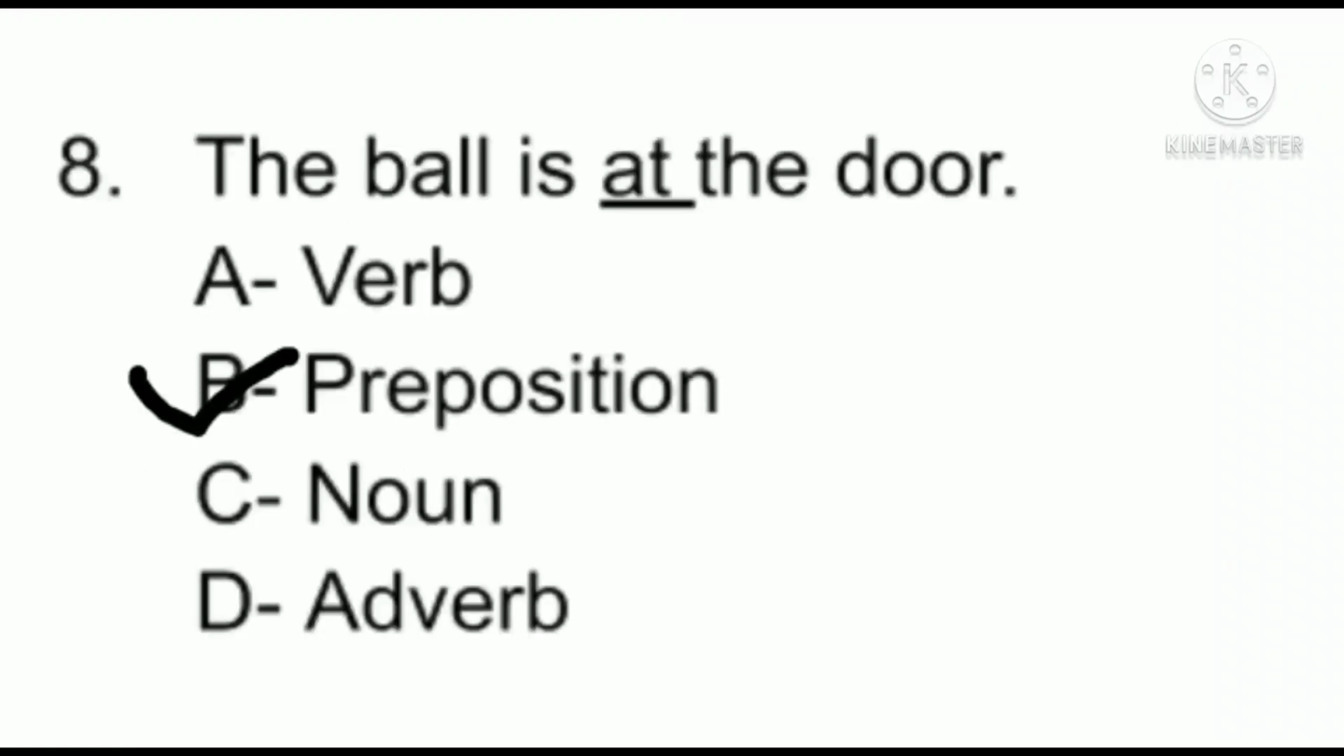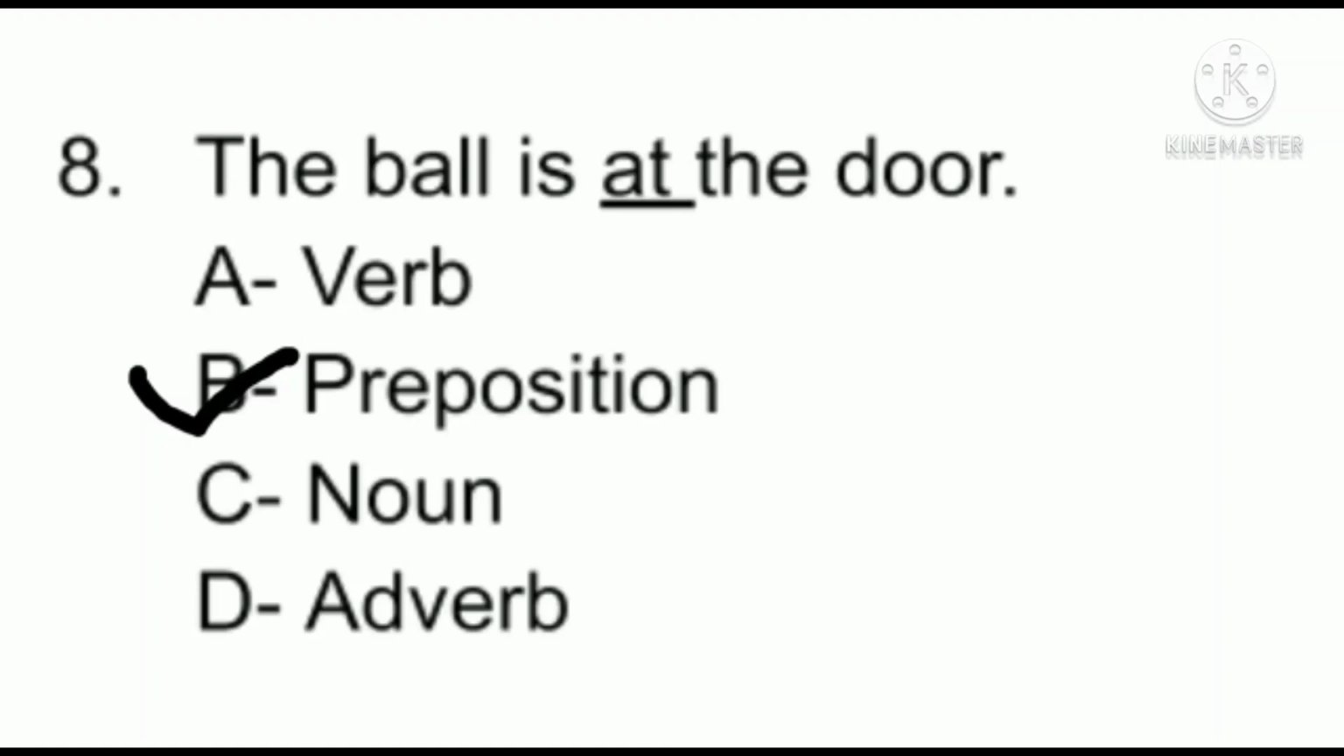Let's look into next question. That is, the ball is at the door. Here the underlined word is at and the answer is option B, preposition. Why preposition? Because without it we have, the ball is the door. Here we can't understand where is the ball. If we add here preposition at, we can clear where is the ball. So here at is the preposition.